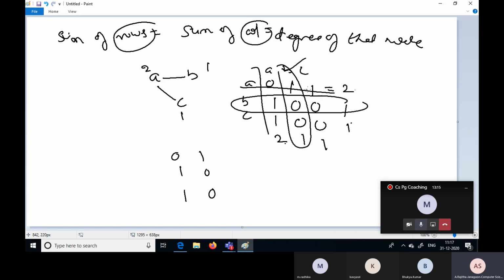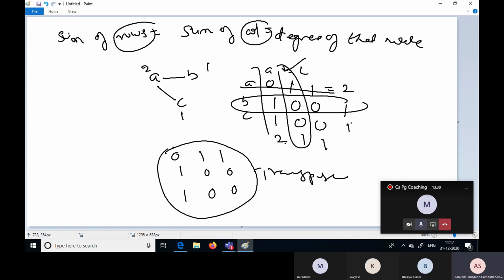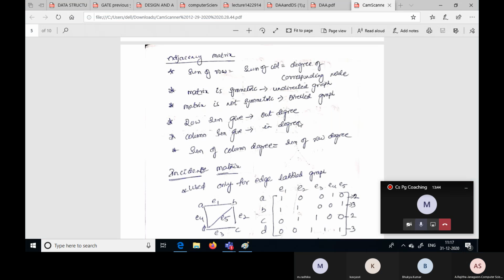Suppose here you take the first row and write it column wise, and next you take this row and write it column wise. Now the third row, write it column wise. So now this is the symmetric matrix. That means this is the transpose matrix, and this is the given matrix. So if the given matrix equals the transpose matrix, then we call the given matrix a symmetric matrix. Whenever you take the adjacency matrix of any undirected graph, that gives a symmetric matrix.